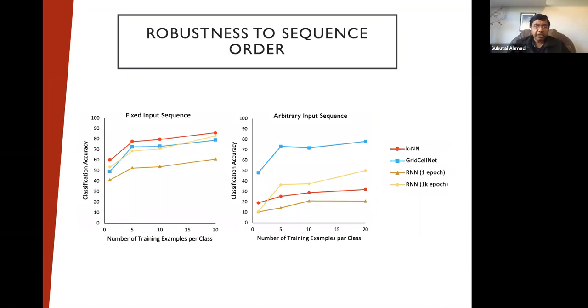Yeah, a couple of details. In this case, was it an arbitrary input sequence during training as well as inference, or did you fix the sequence during training? It was arbitrary during training as well. My reasoning for that was that it would be to the benefit of the RNN, because it would be a bit unfair if it had never seen a random sequence to then challenge it with that. Yeah, that makes sense.